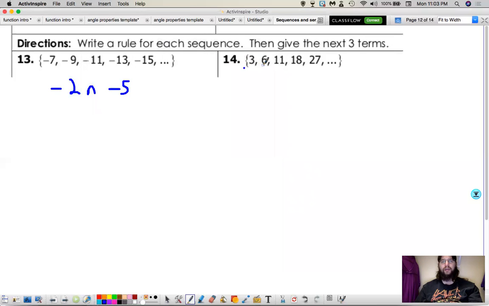Let's see here, I'm doubling it, but not here. I'm adding 3? No. I'm noticing this is 27.